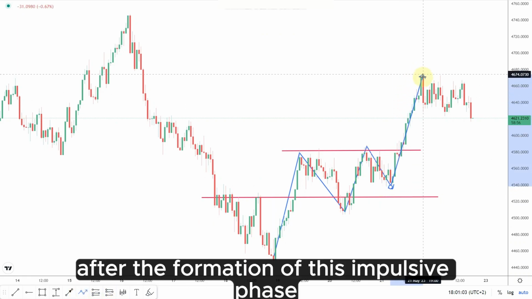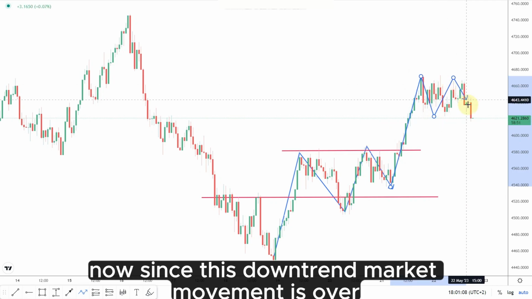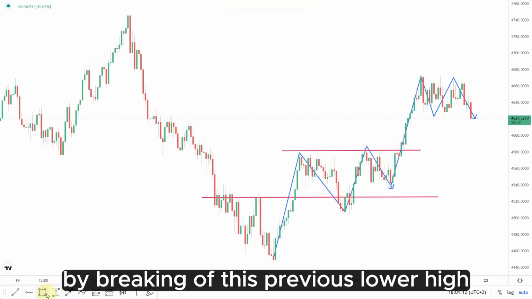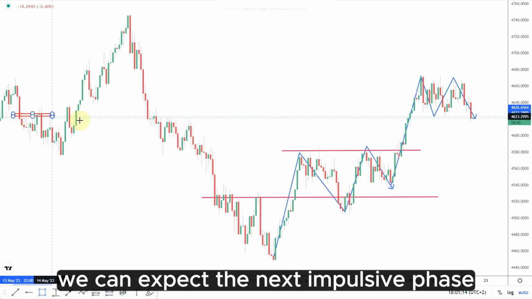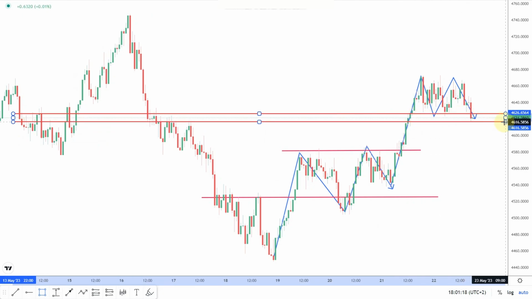After the formation of this impulsive phase came corrections as expected. Now since this downtrend market movement is over by breaking of this previous lower high, we can expect the next impulsive phase to be in the upside direction.